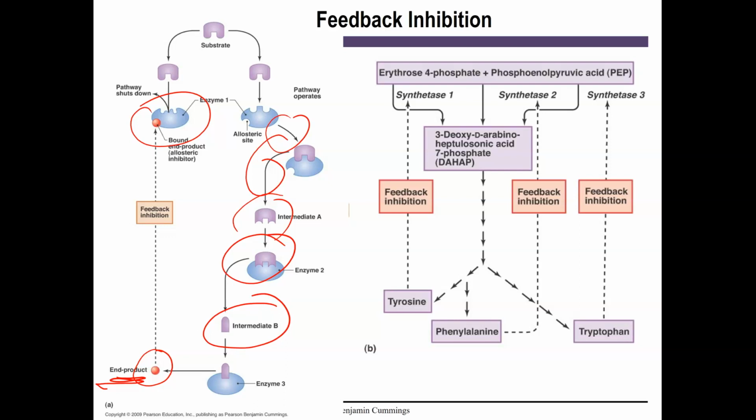This particular image from your book is just showing some of the different feedback inhibition systems that are known in metabolism. These are systems that produce amino acids such as tyrosine, phenylalanine, and tryptophan. Well, this concludes the introductory section of the metabolism module.